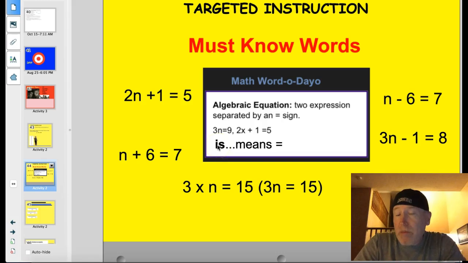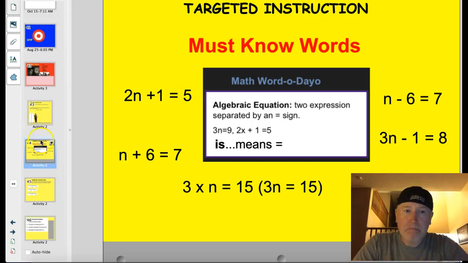One more word. In math, in equations and expressions, oftentimes the word "is" means equals. So they'll say 2n plus 1 is 5. That's a key word for meaning equals.